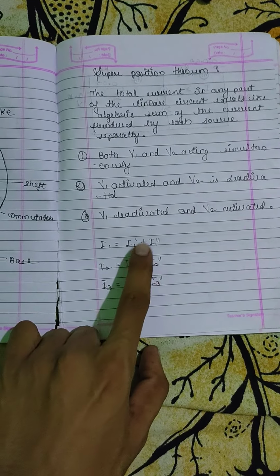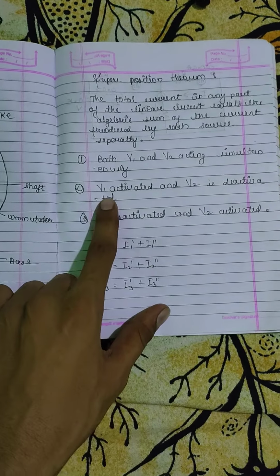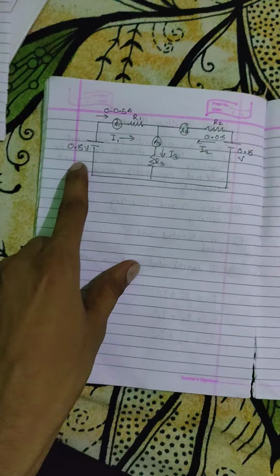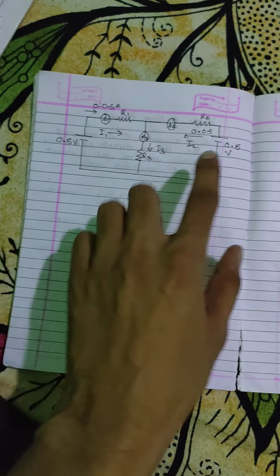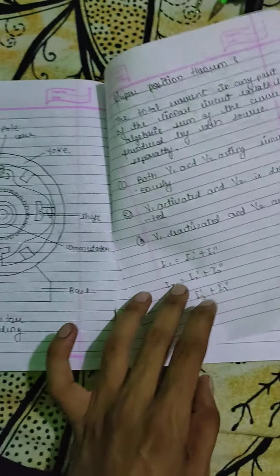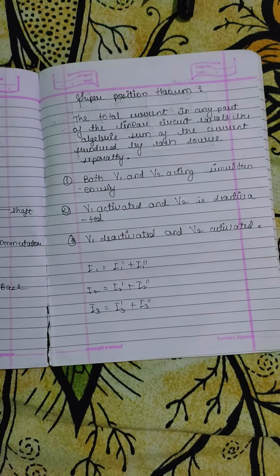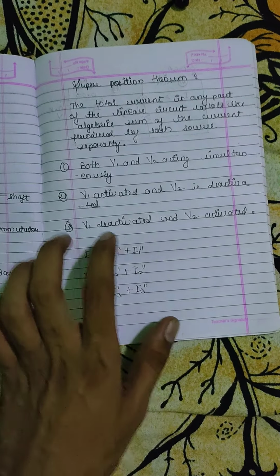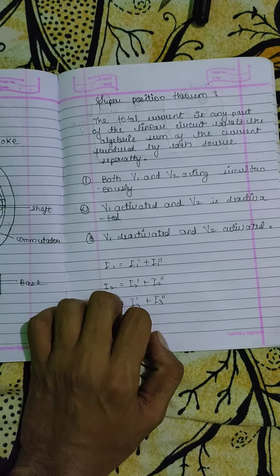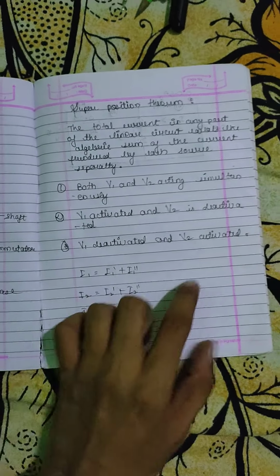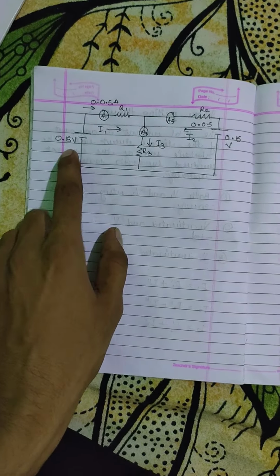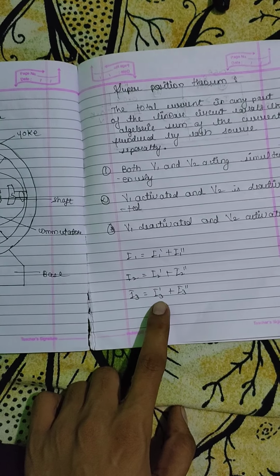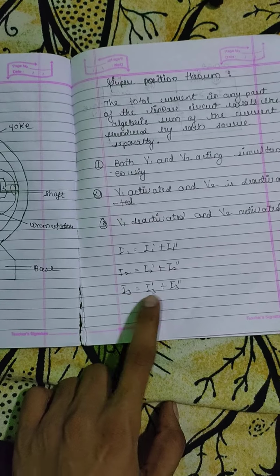For V1 and V2 both acting simultaneously, I1 is equal to I1 dash plus I1 double dash. According to the second condition, V1 is activated and V2 is deactivated. Then we get the following equation: I2 is equal to I2 dash plus I2 double dash. By considering the third condition, V1 is deactivated and V2 is activated. So we will get the third equation: I3 is equal to I3 dash plus I3 double dash.